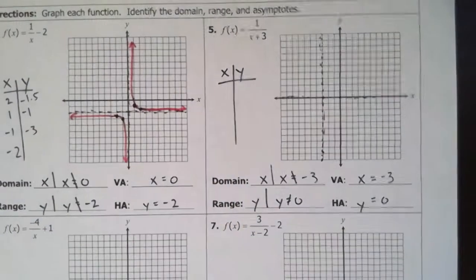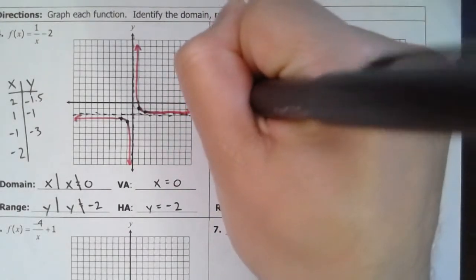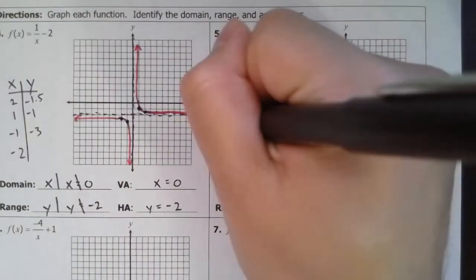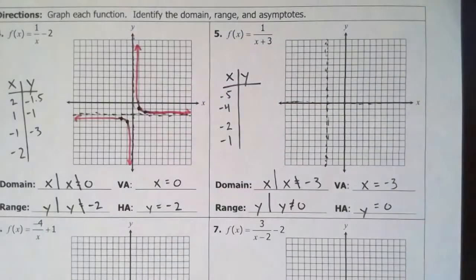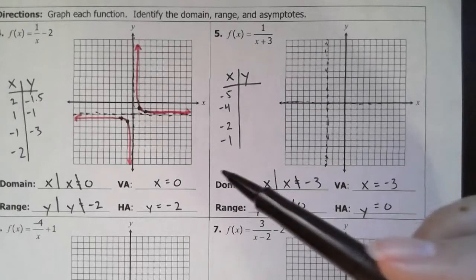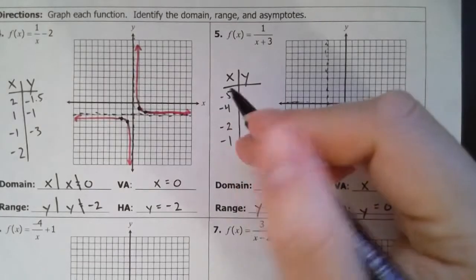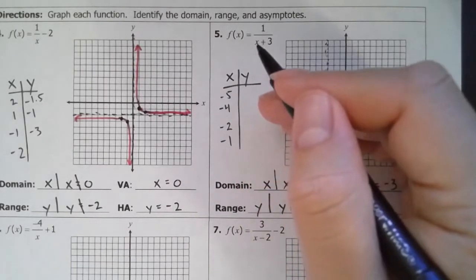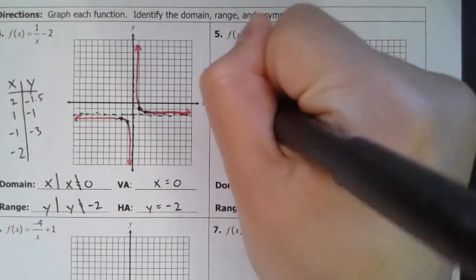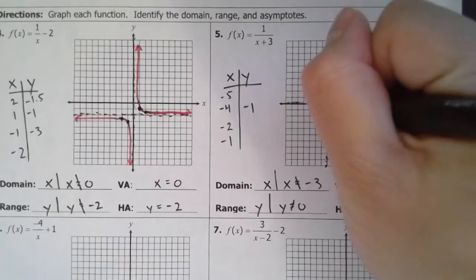Take 2 values to the left, 2 values to the right of the asymptote. So I have negative 4, negative 5, and I'm going to have negative 2 and negative 1. You're not restricted to these. I could have used 0, for example, if it just makes it easier to plug into. But anyway, let's see, negative 4. If I plug in negative 4 here, I'm going to get 1 over negative 1, which is just negative 1.